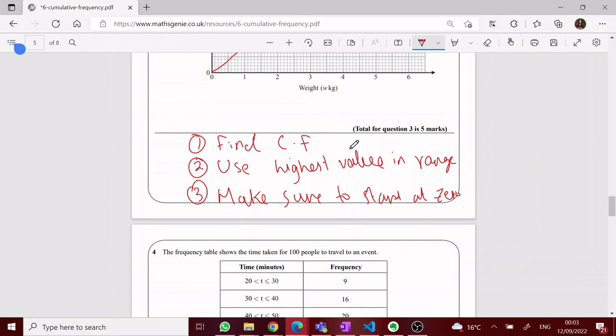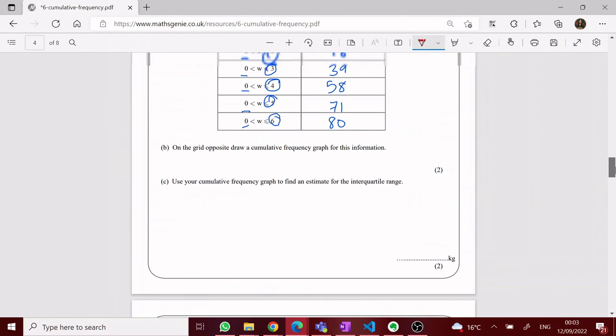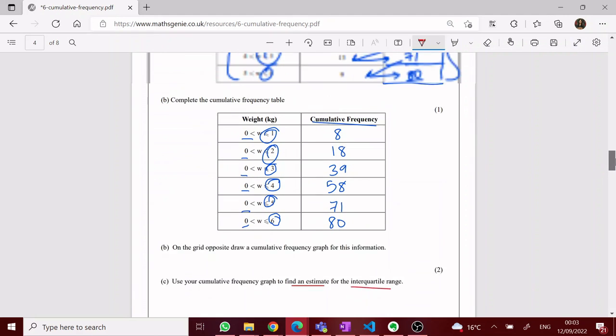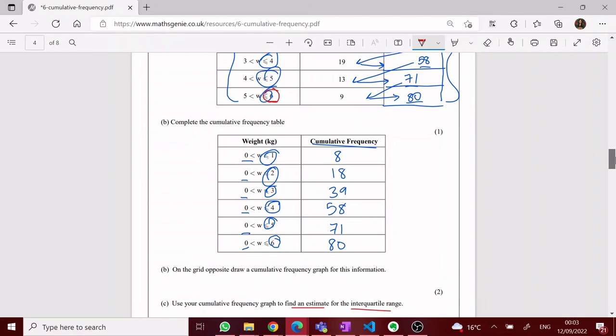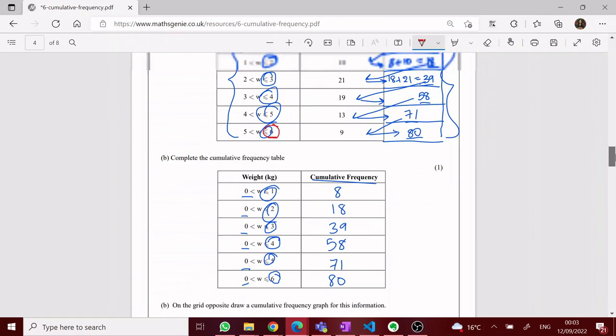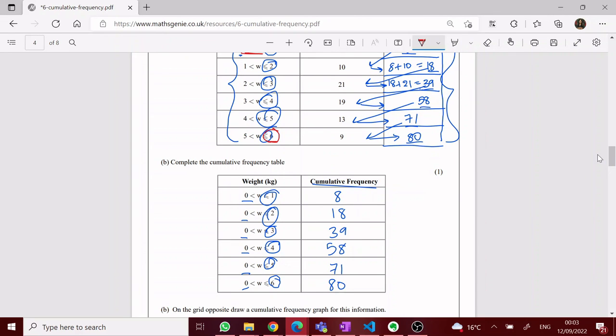So I have skipped a couple of questions regarding median, for example, here, estimate of interquartile range, but since we are in the cumulative frequency topic, I simply went through how to find cumulative frequency and how to draw them in a graph. But if you do need more of those videos, let me know and I will make those.